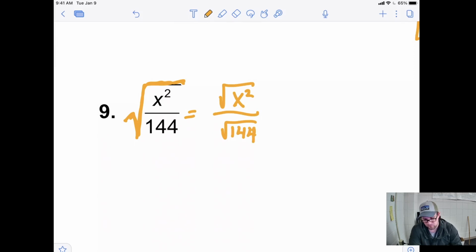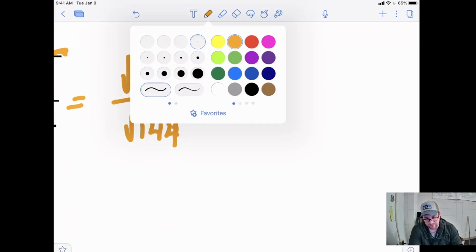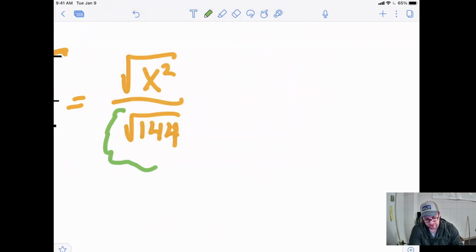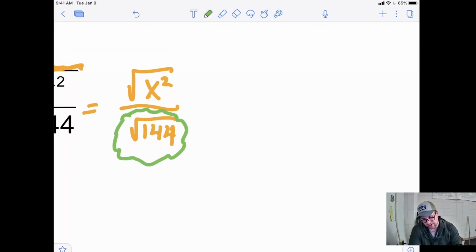Now, let's pay some attention here for a second. Remember we were looking for those shortcuts. Look at this, 144. That is a number we absolutely should know the square root of. The square root of 144 is just 12. So instead of writing this, let's just write what it's equal to, which in this case is 12.